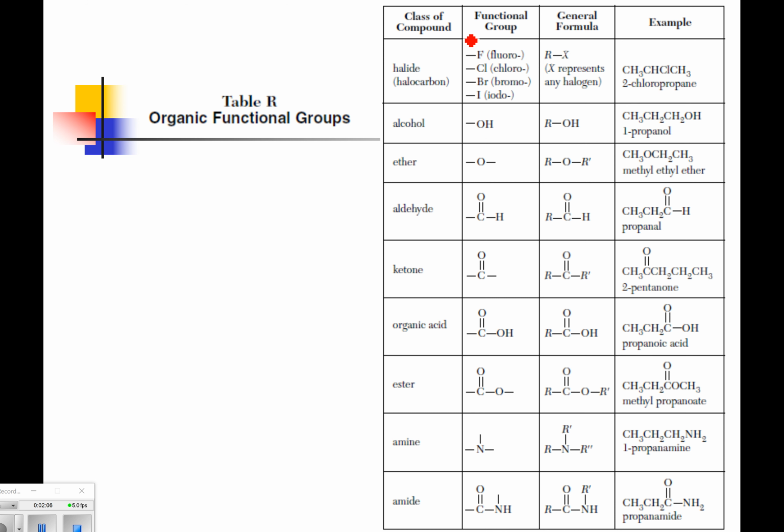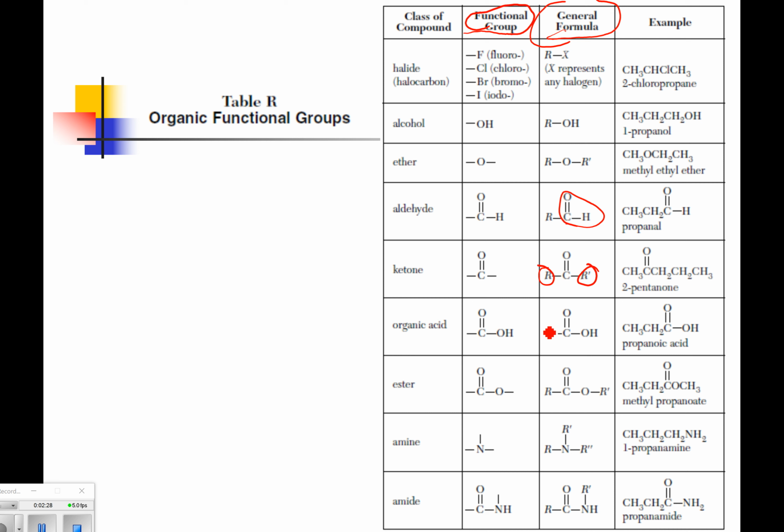And the second heading here gives you what the functional group looks like. The general formula shows you where that group might be attached. Sometimes we see it in between two different parts of a chain. Sometimes we'll see it at the end.